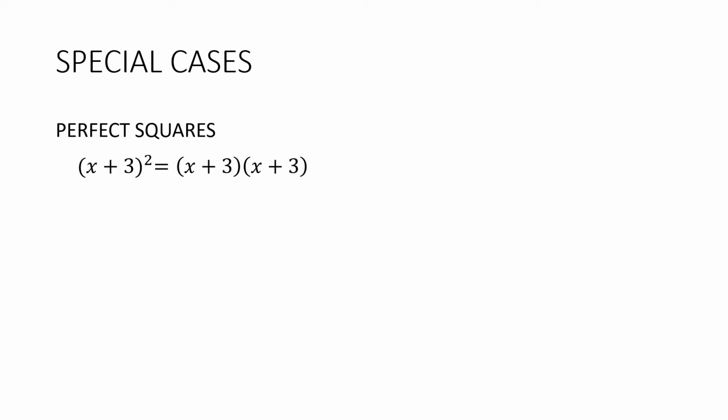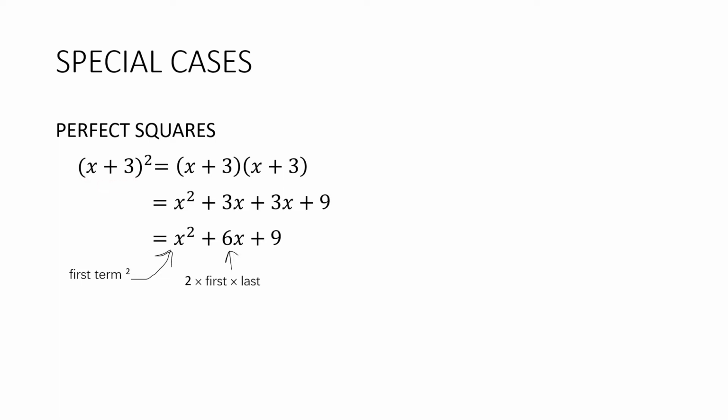It's exactly the same as this x plus 3 times x plus 3. Now we can do FOIL on this and go first, outer, inner, last, and then join the 2 together. But there is a shortcut. Let's have a look where these terms come from. This one is the first term squared. And this one here is 2 times this product. So 2 times 3 times x. And this one here is the last one squared.